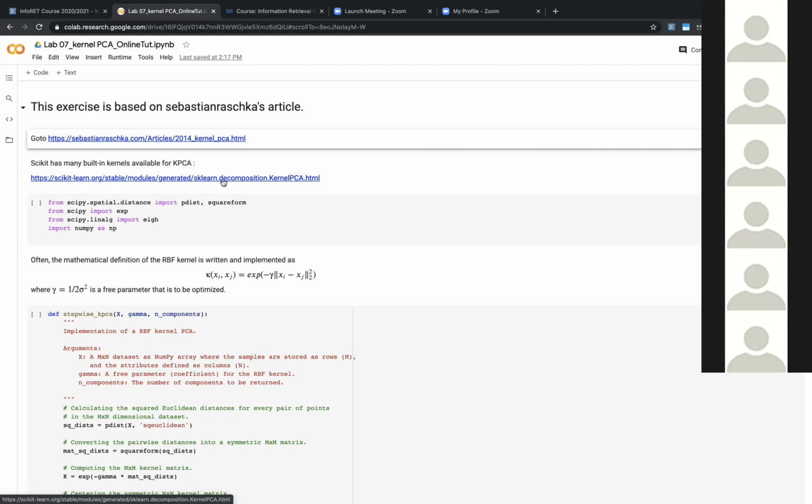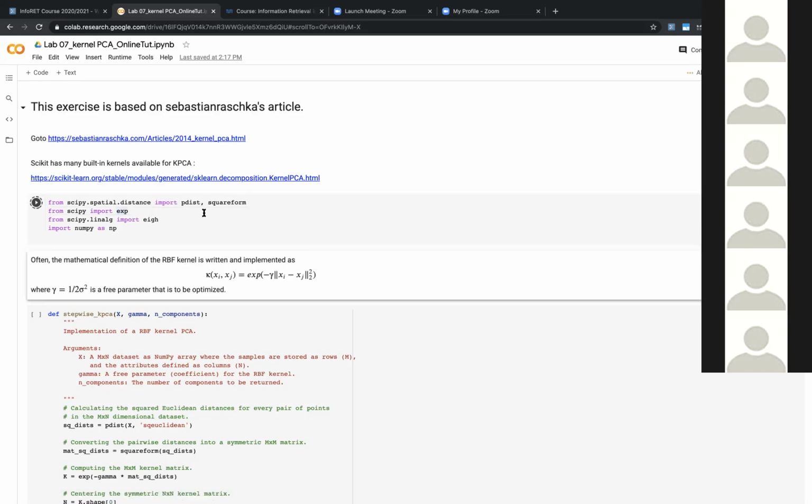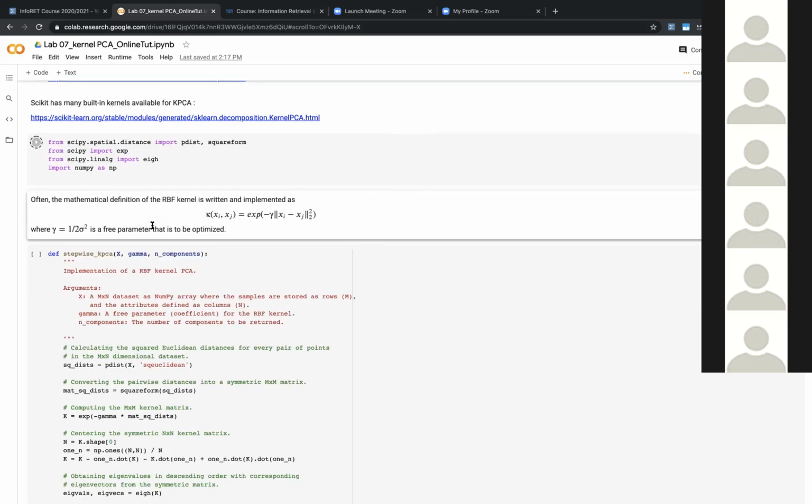But before going into that, I want to make things a bit more interesting and show you how this is helping us in practice, because this gives you more insight and more motivation. So we just import some usual libraries. Since this article is mainly based on scikit, he is importing some libraries from scikit. As you can see, we have the pdist and squareform imported, the exponential function, eigh from linear algebra, and numpy as np.